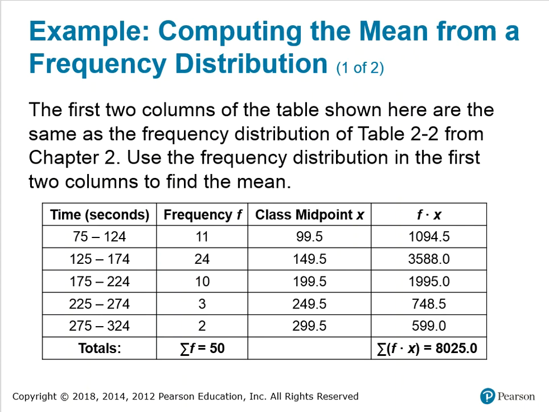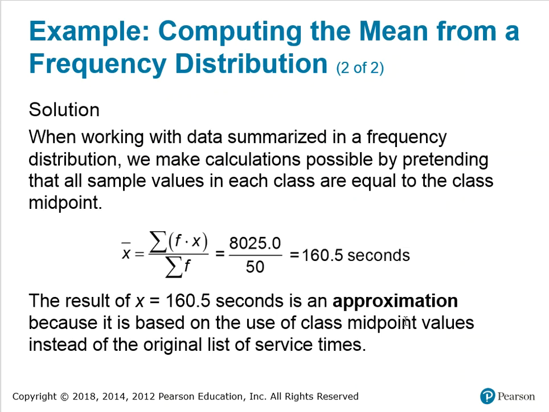So here's an example of that being done. Notice that the midpoint is being found. Remember, to find the midpoint, you take the lower end of the class, add the upper end of the class, and then divide by 2. So you're essentially finding the mean of each one of these classes. That's the midpoint. Then they took the frequency times the midpoint, and added those all up. Then we take that 8025 and divide it by the 50 numbers there are. And so we now know that the mean is 160.5 seconds. It only can be an approximation because we actually weren't using the individual data numbers, we were just using the midpoints.